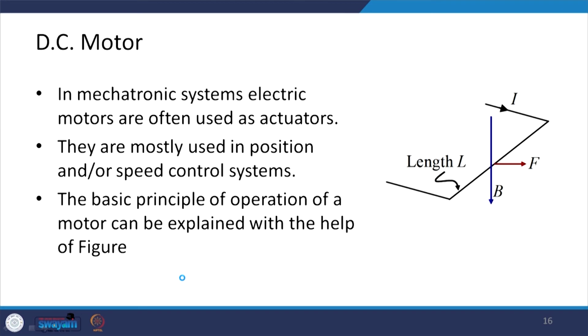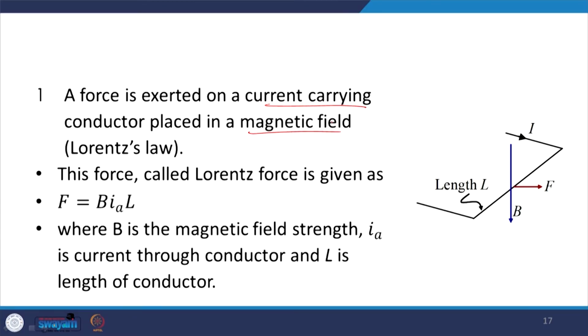Now, in mechatronic systems, electrical motors are often used as actuators, as we have seen. They are mostly used in position or speed control systems, and the basic principle of operation of a motor can be explained with the help of this figure. If a current carrying conductor is placed in a magnetic field, it experiences a force. So, a force is exerted on a current carrying conductor placed in a magnetic field.